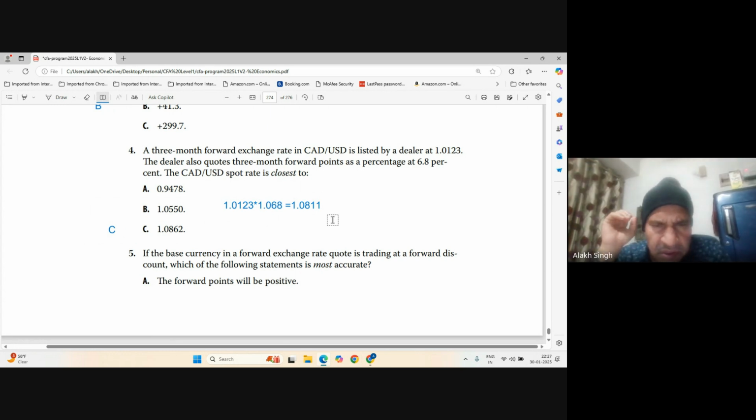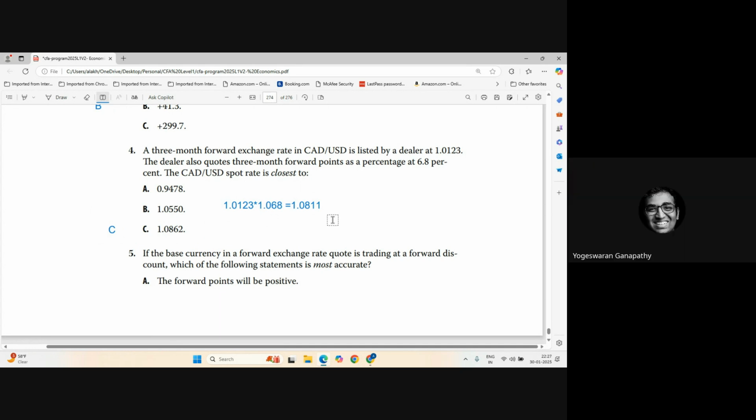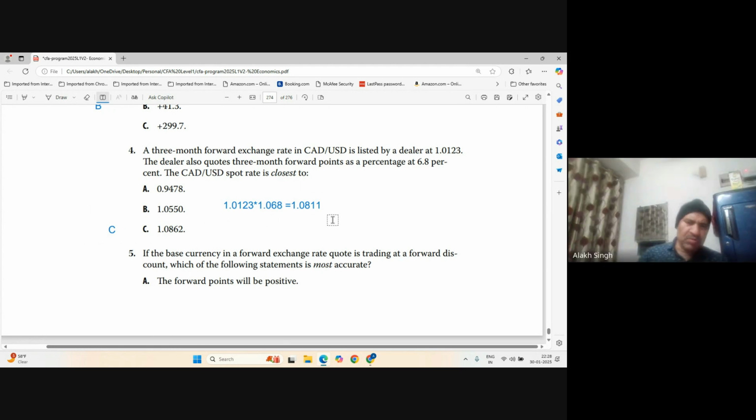Okay, then go to the 3-month forward point as a percentage at 6.8%. Now is this 6.8% for 1 year or 2 years, or only for 3 months? The problem is here. Sir, everything is quoted in 3 months, so no need to convert. No need to convert. Okay.